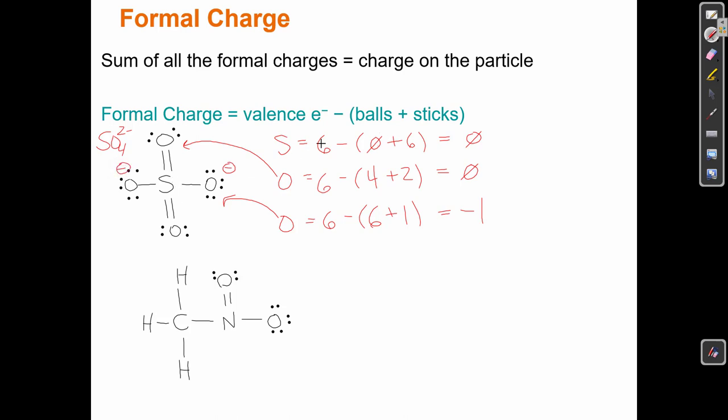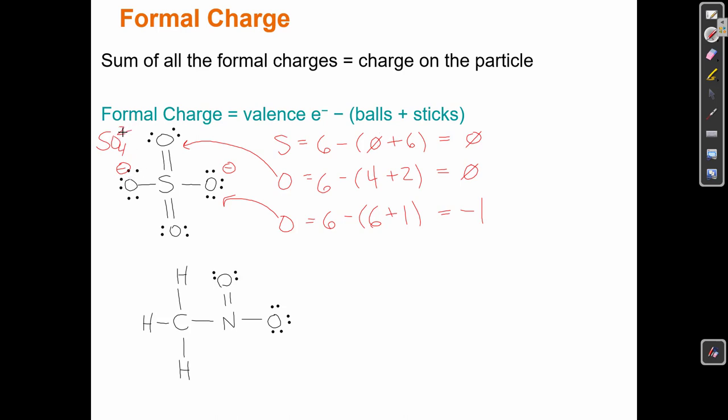This sulfur is neutral, zero charge. This oxygen is zero, is neutral, zero charge. And this oxygen down here looks just like this one. 1, 2, 3, 4 lone pair electrons. 1, 2, 3, 4 lone pair electrons. Two bonds.